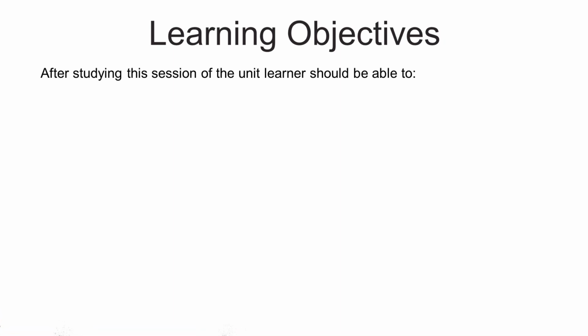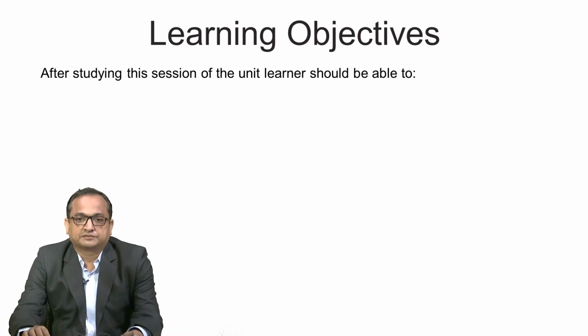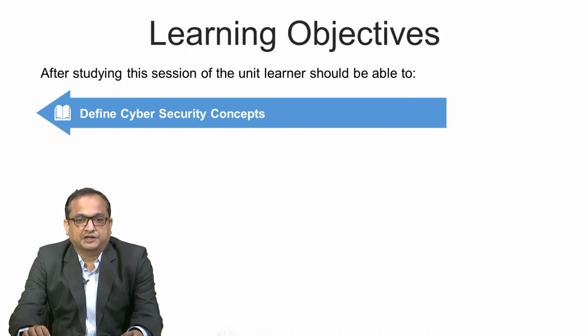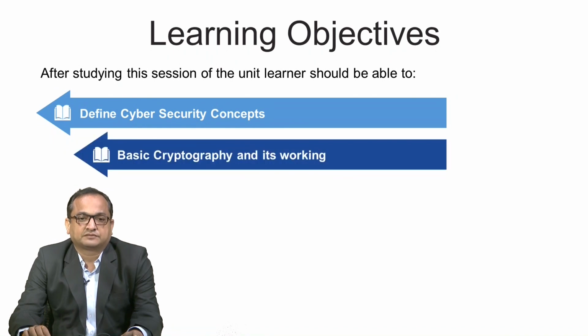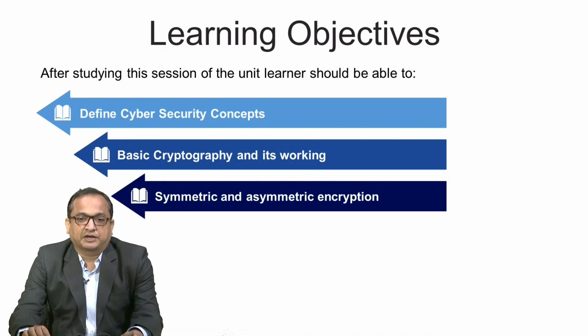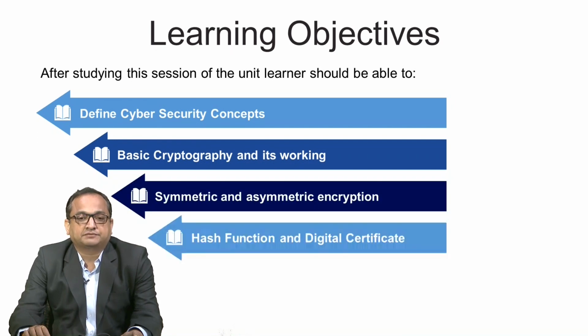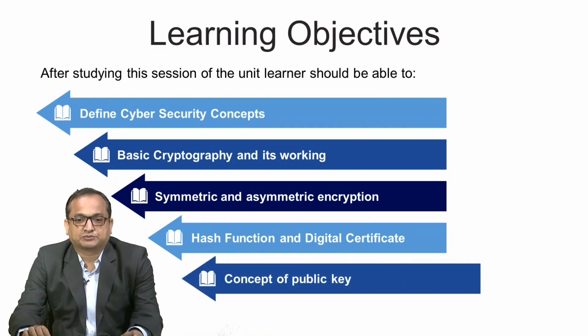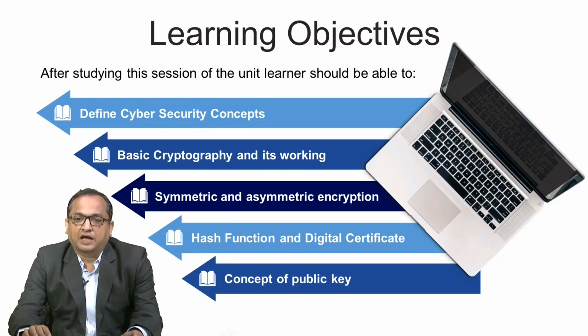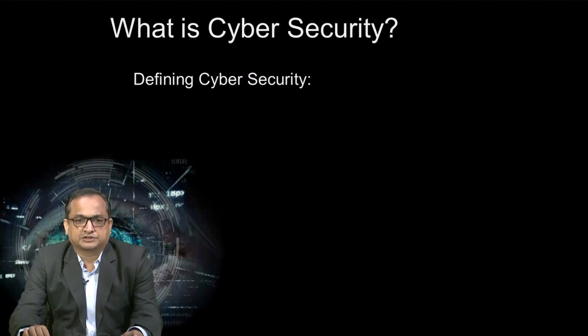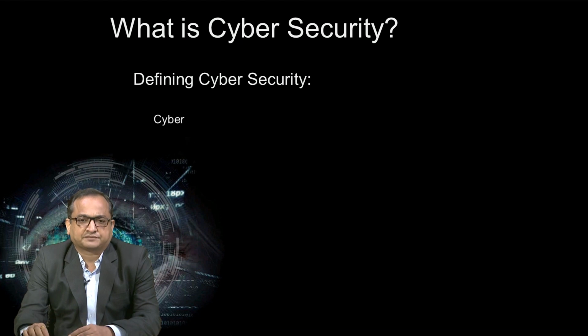Learning objectives. After studying this session of the unit, learners should be able to define cybersecurity concepts, basic cryptography and its working, symmetric and asymmetric encryption, hash functions and digital certificates, and concepts of public key. That's all about the learning objectives. Now, let's talk about what is cybersecurity.